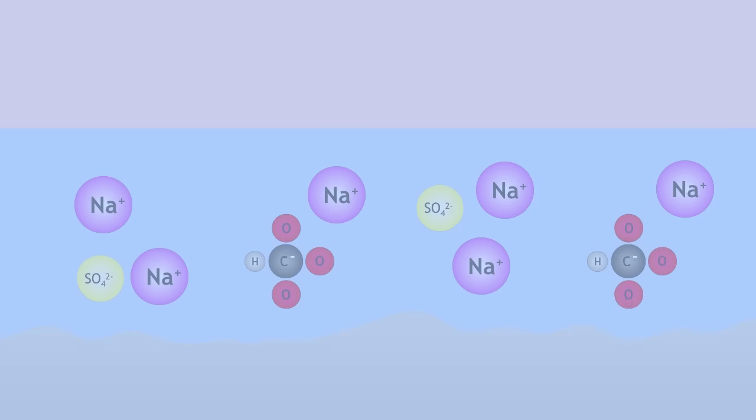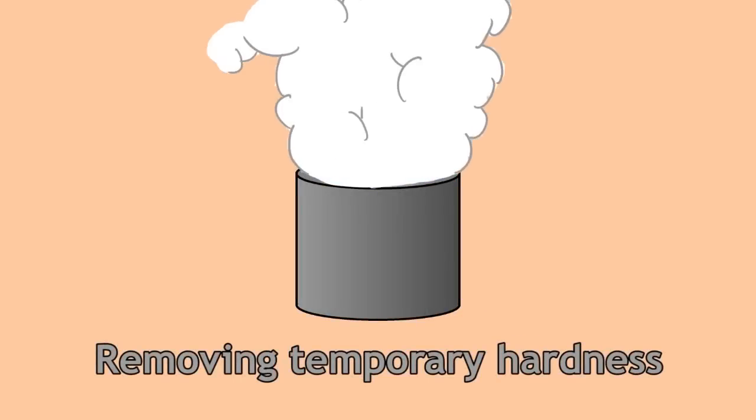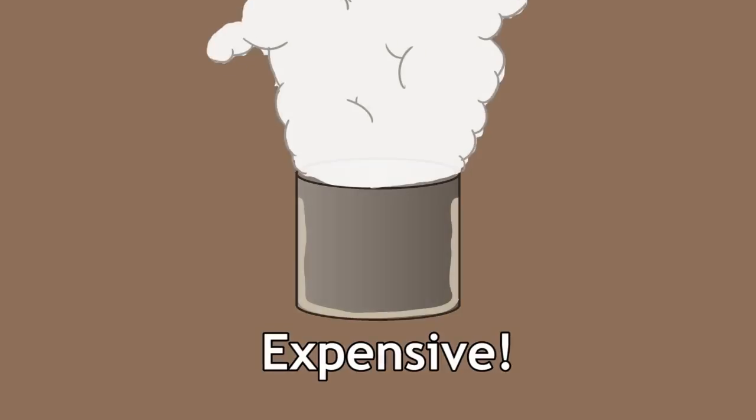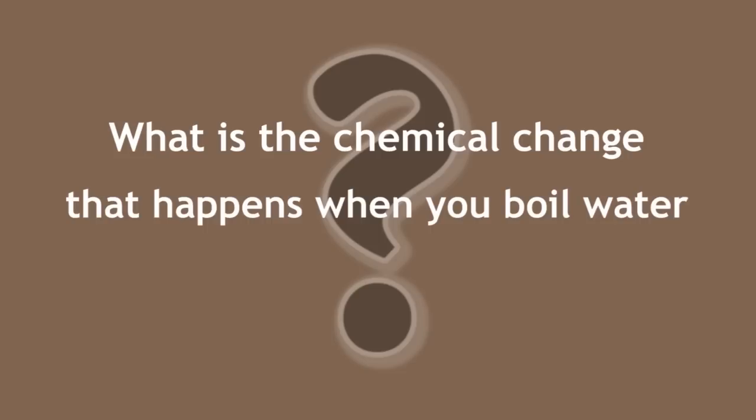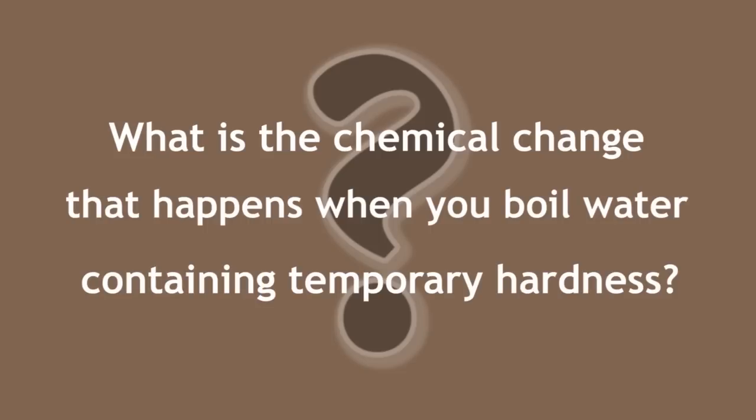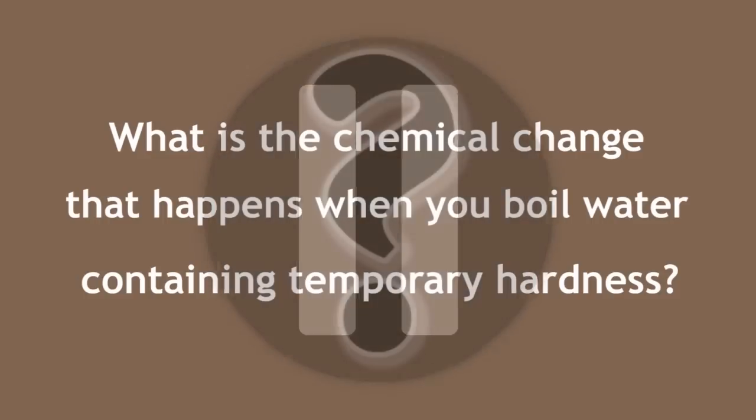calcium. You can remove temporary hardness by boiling the water, as we learnt in the previous unit, but this is expensive and causes lime to deposit on the sides of your container. So here's a question. What is the chemical change that happens when you boil water containing temporary hardness, that is, hardness caused by calcium hydrogen carbonate? Pause the video whilst you think of your answer.